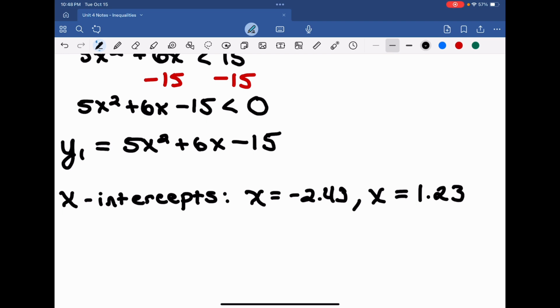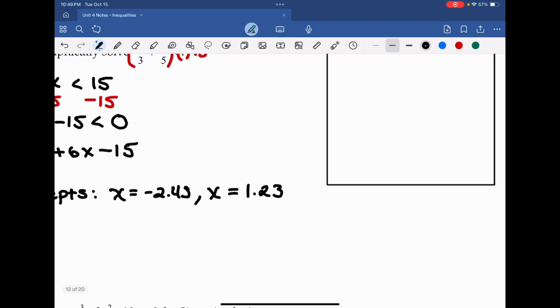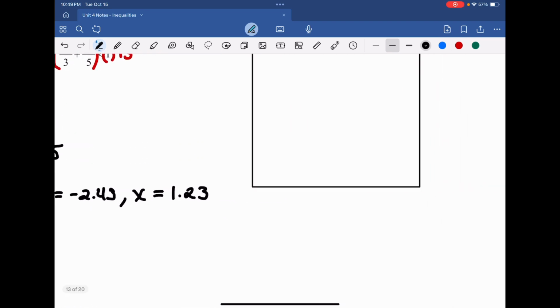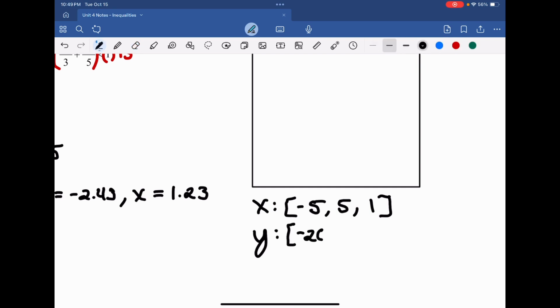Okay, now I'm going to give you some window settings in which we can put this into our graphing calculator here. So off on the side, I want you to put the following window settings. We're going to adjust it so that it's -5, 5, and 1 for scale for the x values. For the y values, we're going to adjust the minimum a little bit. We're going to make it -20 for the minimum. We're going to make it +10, and then a scale of 1.